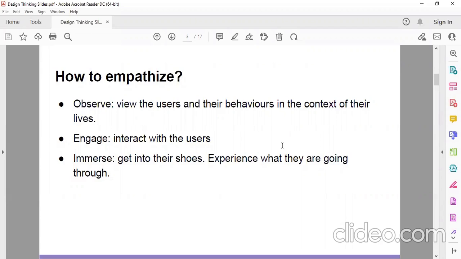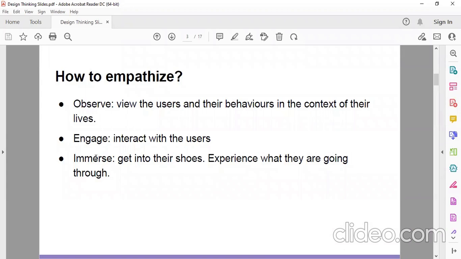Before getting into the process of design thinking, we have to first understand what empathizing is and how we can do that. So, how to empathize? There are three methods I have mentioned here, and these are the most important things in empathizing. The first one is observe, the second is engage, the third is immerse.